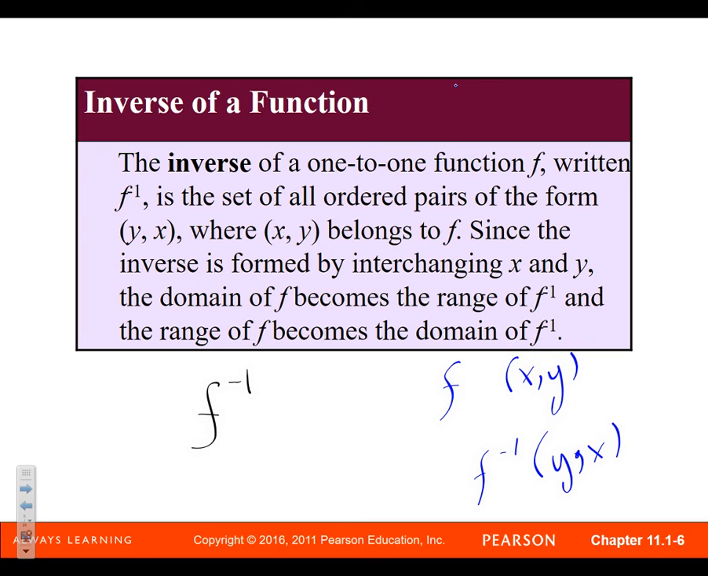Here's what it's saying at the end here. If your x's and your y's are simply swapping for your inverse function, then the domain of f is actually the range of f inverse. So, domain and range for f also flip for f inverse. So domain over here, range on this side. Range on that side is actually domain on this side.